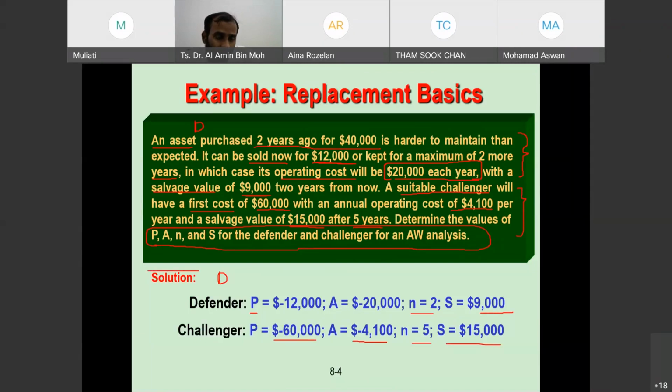So in this example, we want to show how we should be able to extract the information. Hope you understand this, because this is the first step. If we fail to extract the information from the given scenario, we can't proceed to the further analysis.